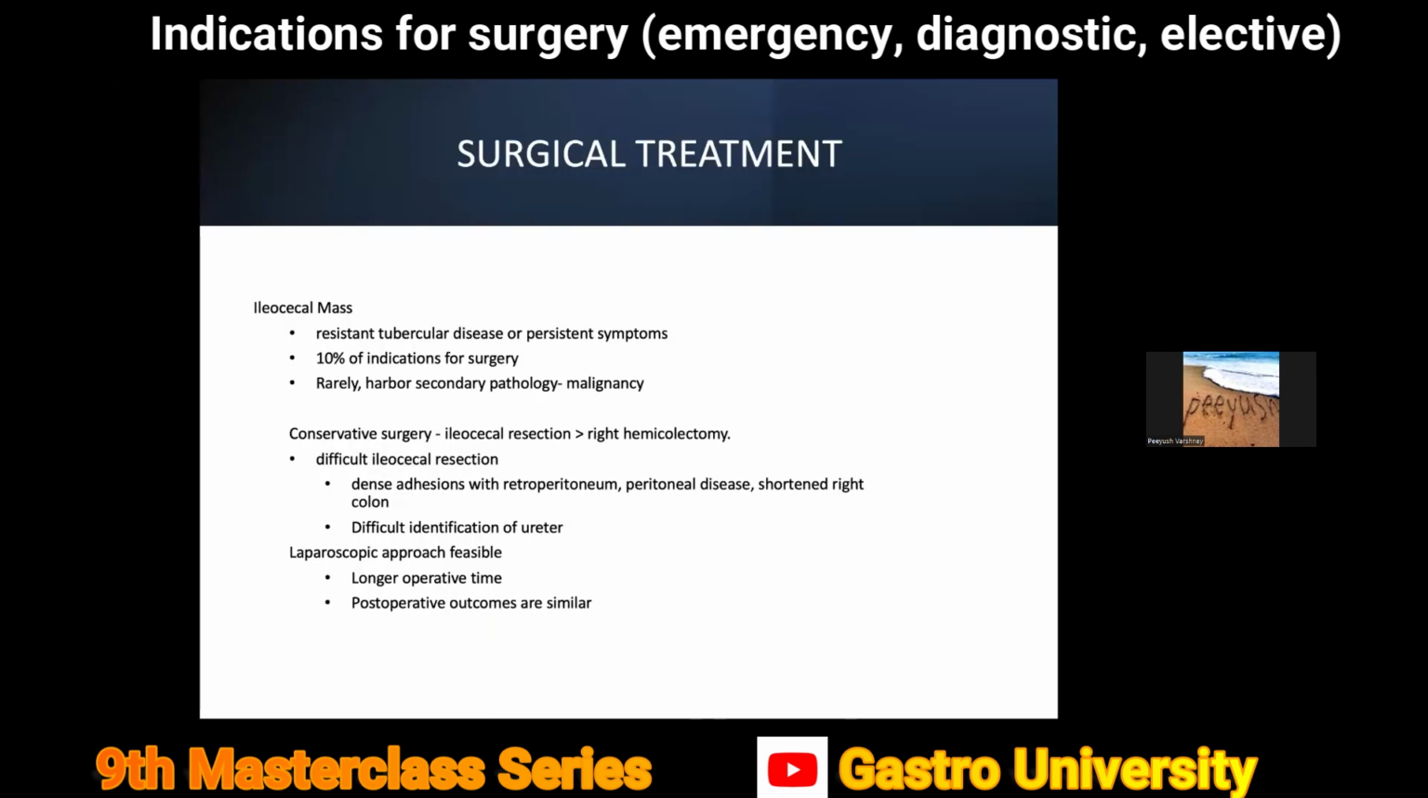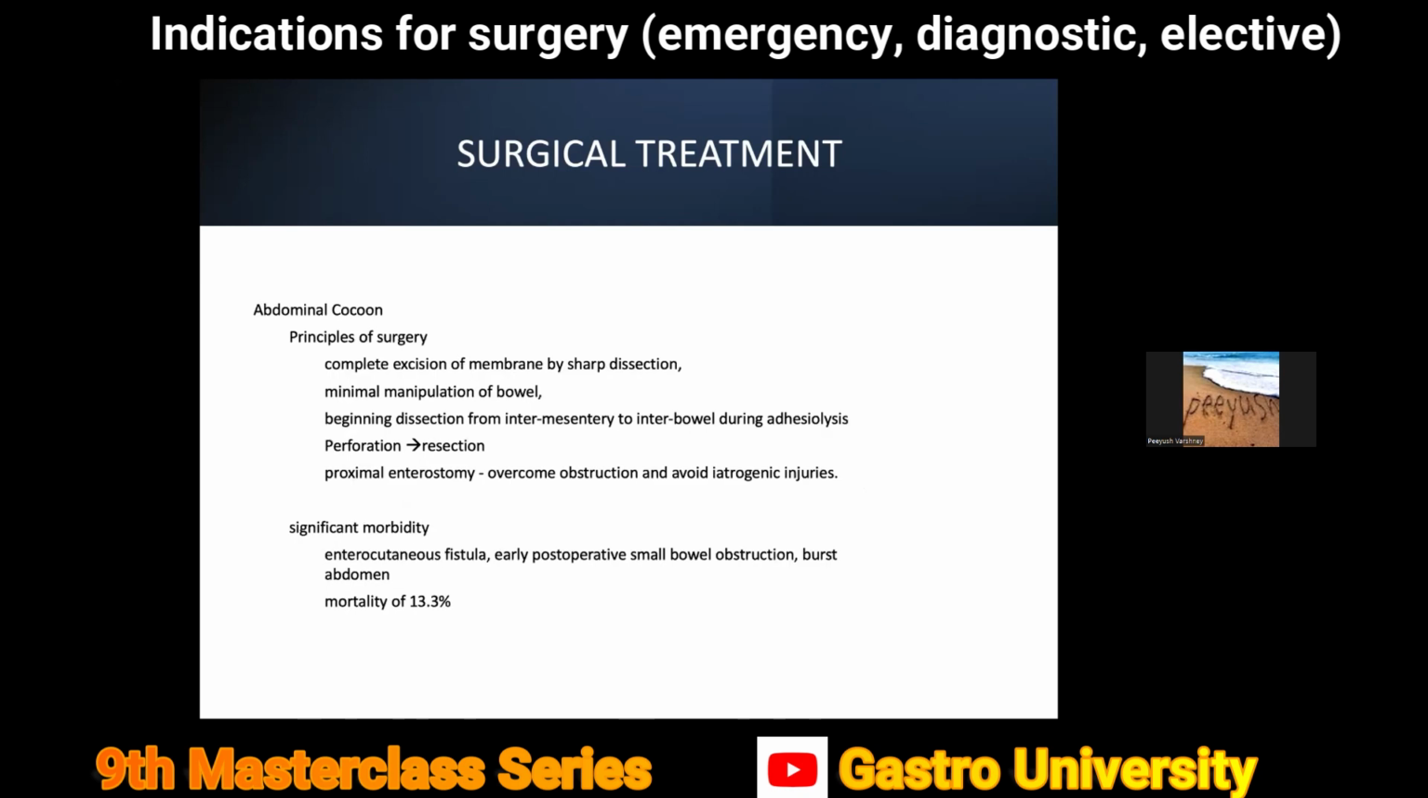For the ileocecal mass, in patients who are not responding to the tubercular treatment, or where there is a form of obstruction, 10% might require surgery. And as already discussed, conservative surgery in the form of ileocecal resection is usually performed over the more radical right hemicolectomy. And nowadays, a minimally invasive approach in the form of laparoscopy is also feasible, but literature has shown a longer operative time, but similar post-operative outcomes.